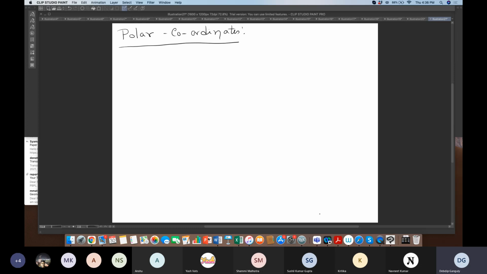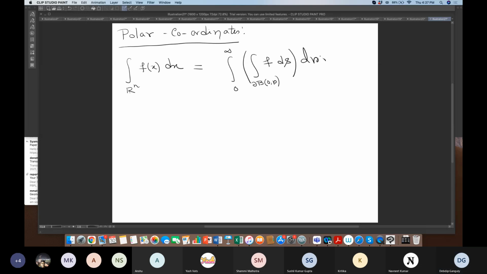Okay. Anyway, now we will do some polar coordinates. I have seen this. You also should have seen this, but unfortunately you haven't. The integral of f(x) dx over Rn, you can write this as the integral over the boundary of B(0,r) of f ds. I don't want to make the same comment again. Is it clear why it is happening? At least intuitively you understand.